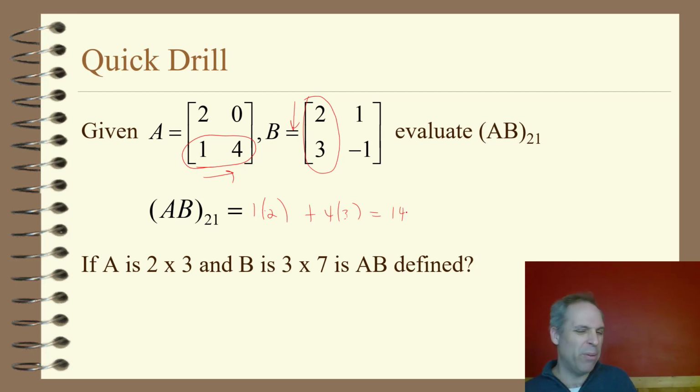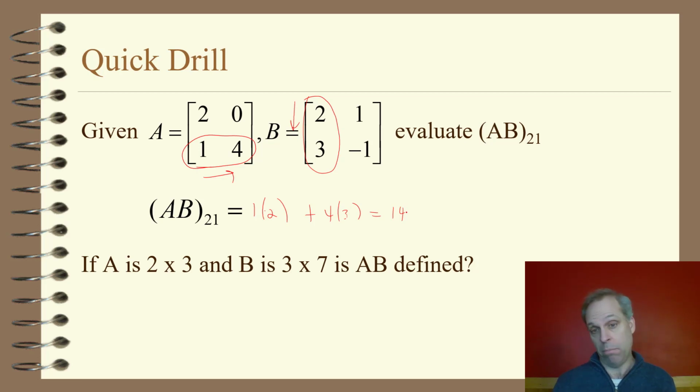But I don't care about that for now. The next thing would be, can you just see whether it's defined or not? So if A is a 2 by 3 and B is a 3 by 7, is A times B defined? Yes, because the number of columns of A, 3, equals the number of rows of B, 3. So the matrix A times B is defined, and it's defined to be the outer numbers, 2 by 7. So AB has 14 entries in it.